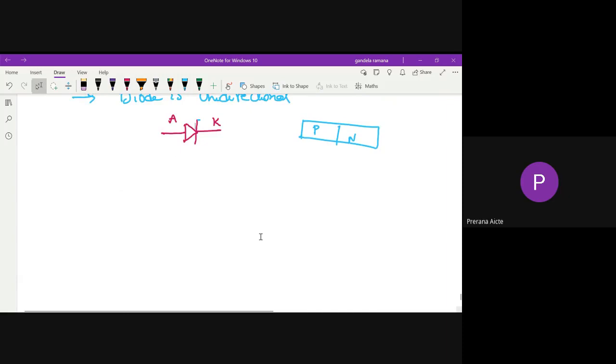Next one. Diode is a controlled device or uncontrolled device? It is an uncontrolled device. Why? Because when it is in forward bias, we cannot stop the current flowing. Suppose it is an SCR, it can be stopped whenever we want. When we trigger it, then only it will be on or off. It is in our hand. But in a diode, we don't do like that. So that's why diode is an uncontrolled device.